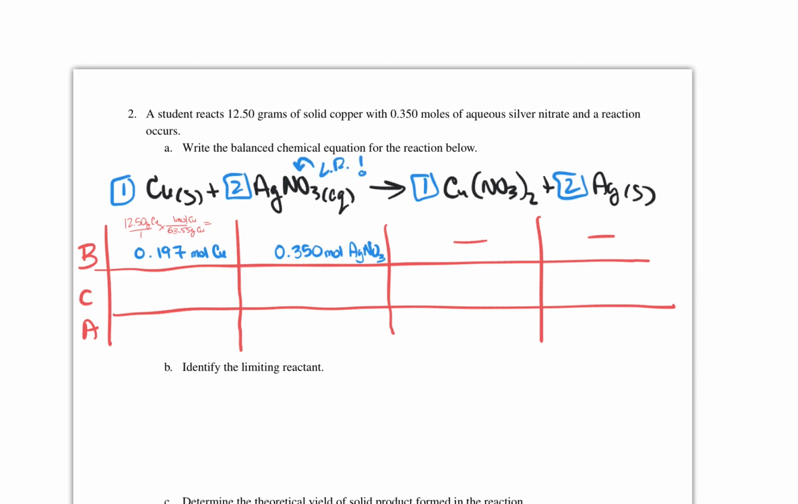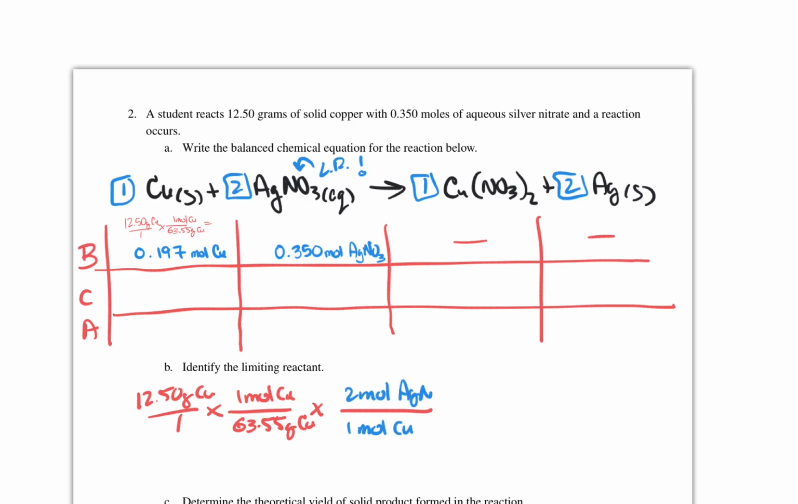But maybe that's not easy for you to see on your own. So let's look at the other method of finding the limiting reactant. If we're going to start with 12.5 grams of copper, we need to find out how much silver nitrate would be required to completely consume that. So we're going to go from grams of copper to mole of copper using the molar mass, and then mole of copper into mole of silver nitrate using the coefficients from the balanced chemical equation. We compute our answer and we find that it would require 0.393 moles of silver nitrate to completely consume all the copper.